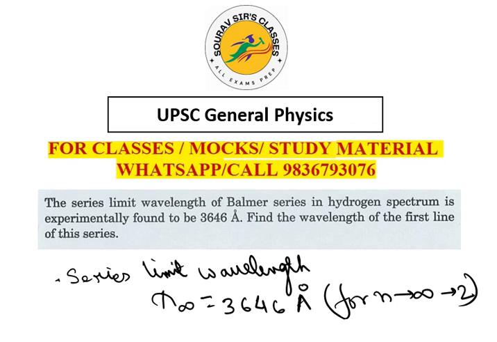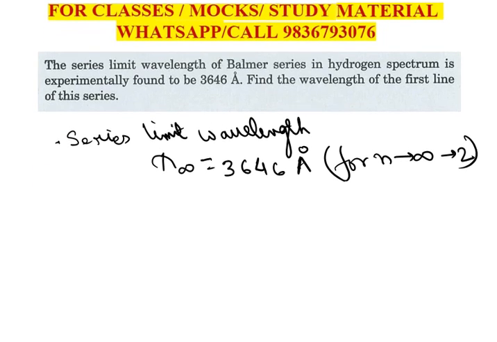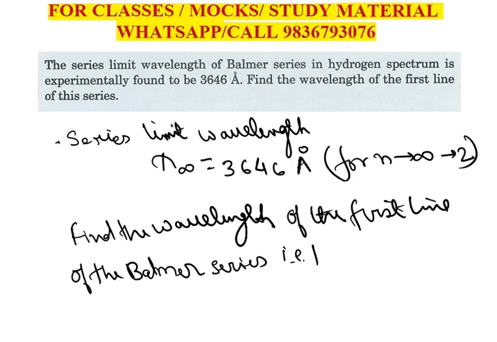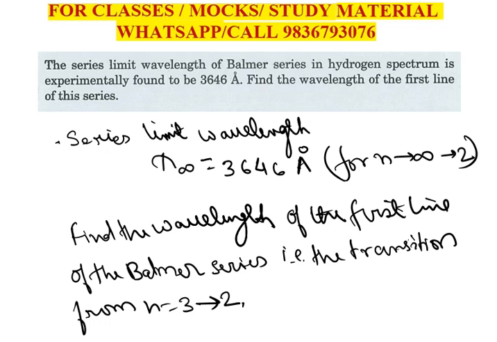We are also to find the wavelength of the first line of the Balmer series, that is the transition from n equal to 3 to 2.